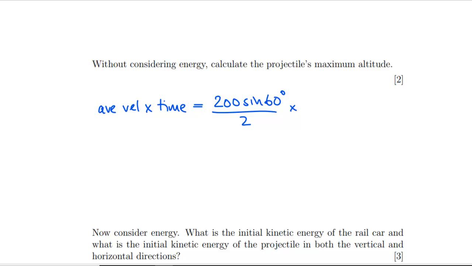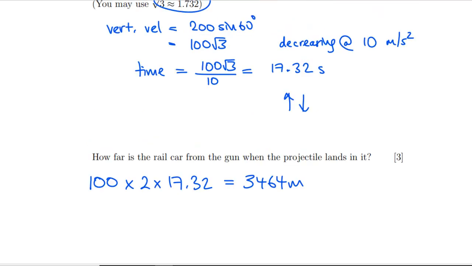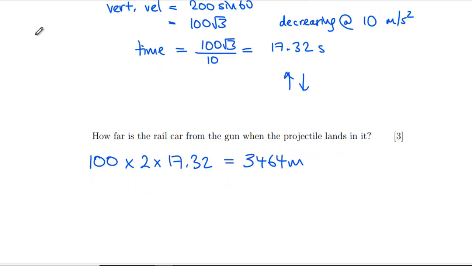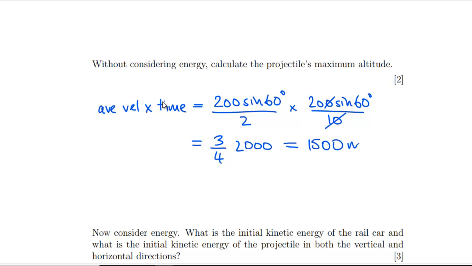I don't really fancy putting in the 17.32, so that's 200 sine 60 over 10. So 200 sine 60 over 10 has got to be much easier to deal with in terms of our calculations. We can get rid of that and that. We're going to have a root 3 over 2 squared, so it's going to be 3/4. We can halve that, so it's going to be 3/4 of 2,000, which is 1,500 meters.